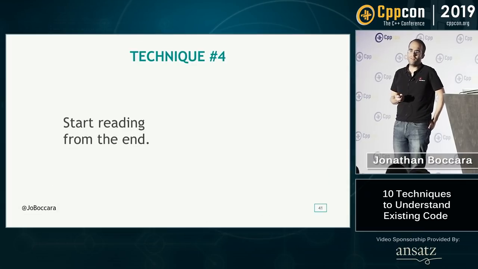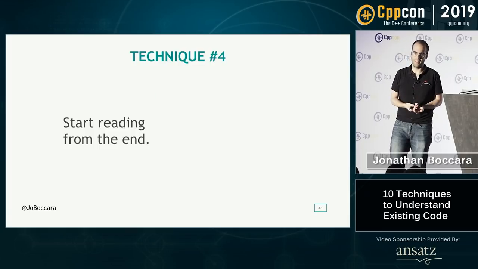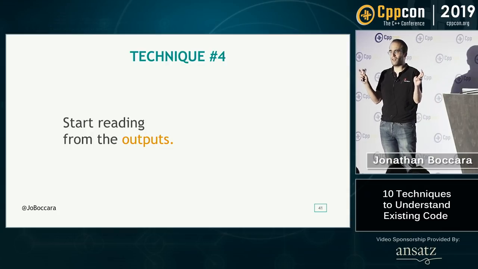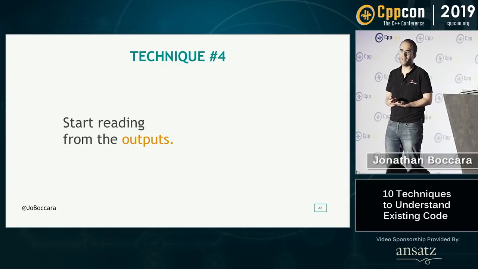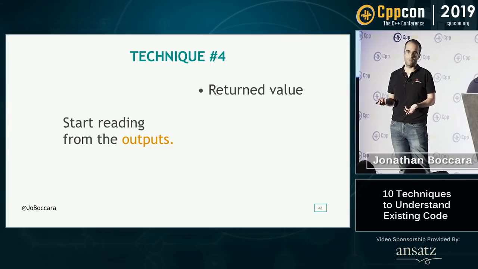Now, the end of the function can be the last lines, but it doesn't have to be. In the more general sense, the end, the goal of a function, is more its outputs, because a function is made to produce outputs. Now, the outputs of the function can have several forms. One is a return statement, right? But there can be also other forms.